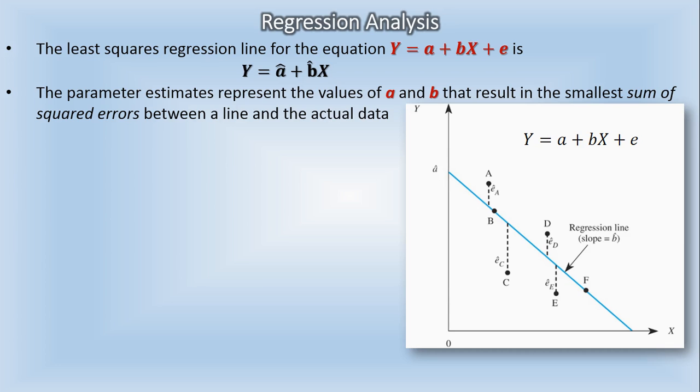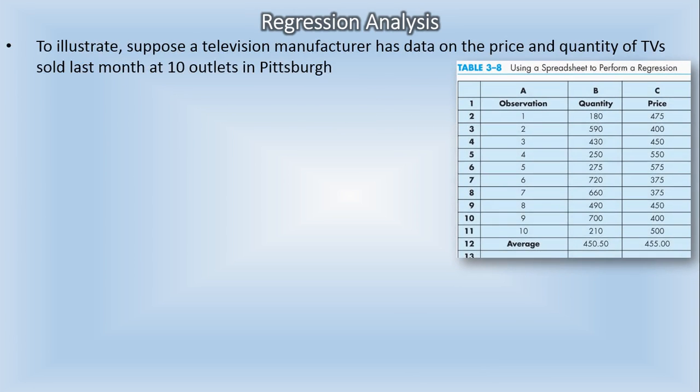So the parameter estimates represent the values of A and B that result, again, in the smallest squared errors between the line and the actual data. All right, so to illustrate, suppose that a television manufacturer has data on the price and quantity of TVs sold last month at 10 outlets in Pittsburgh, let's say. So 10 different areas in Pittsburgh. They looked at prices and quantity sold, and again, a simple reflection of the law of demand. As price goes down, quantity demanded goes up, and vice versa.